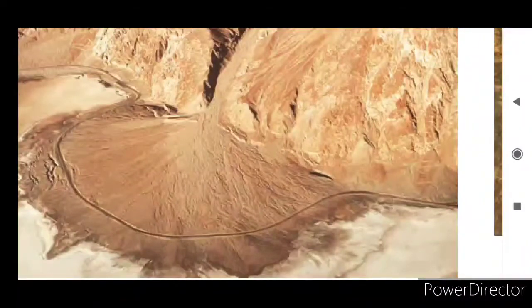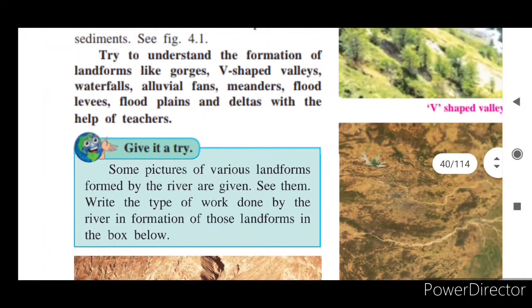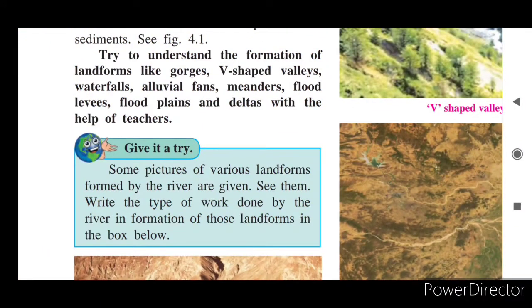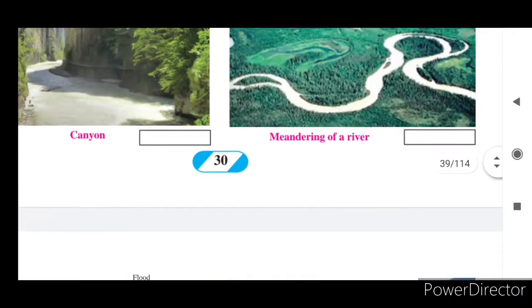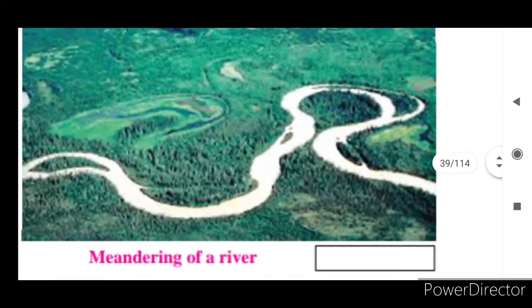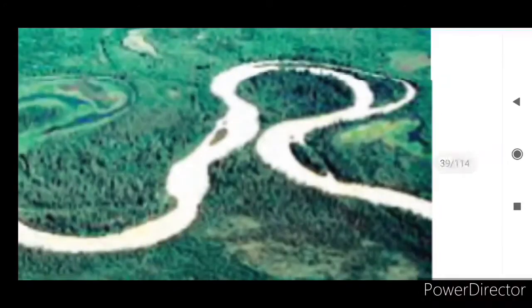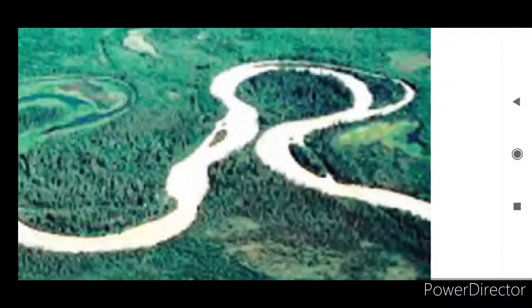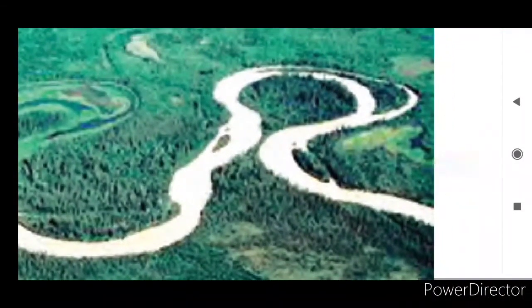Now we will speak about the next, that is meanders. Meanders are formed because, see, when the river is flowing, some obstacles come in front of the river flow. At that time the river flow changes its direction, and such types of landforms are formed. So here sediment is inside, so water is flowing by crossing that, means beside that. In this way meanders are formed, means the river is changing its direction and moving due to those obstacles.